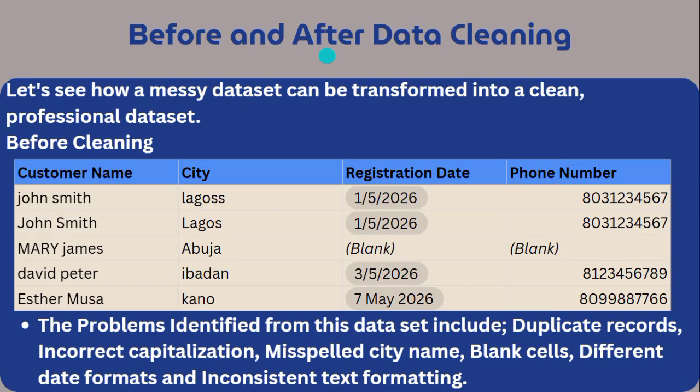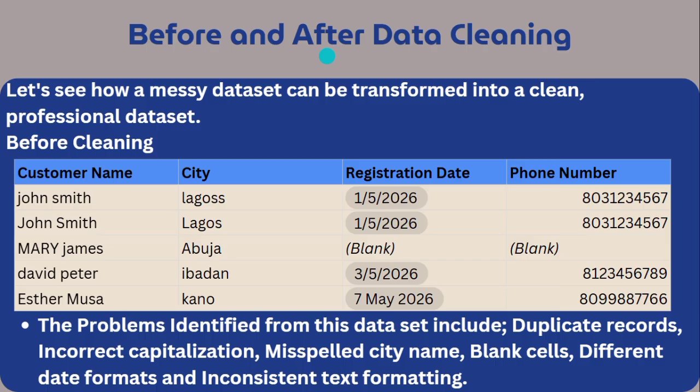Let's look at before and after cleaning the data. Before cleaning the data, this is an example. It's just a small example of data that we are having here. This data is dirty data, a messy data, and it has a lot of problems. And what are the problems? Number one, duplicate records. Number two, incorrect capitalization. Number three, misspelled city name. Number four, blank cells. Number five, different date formats and inconsistent text formatting.